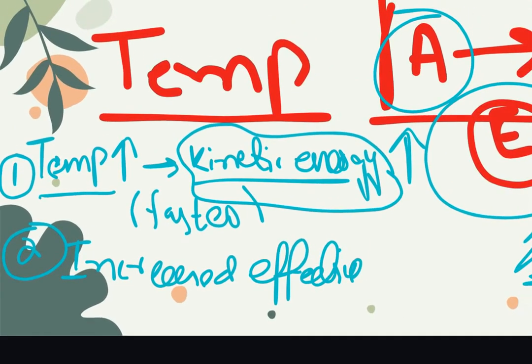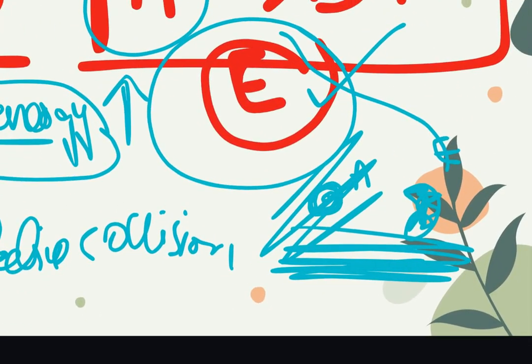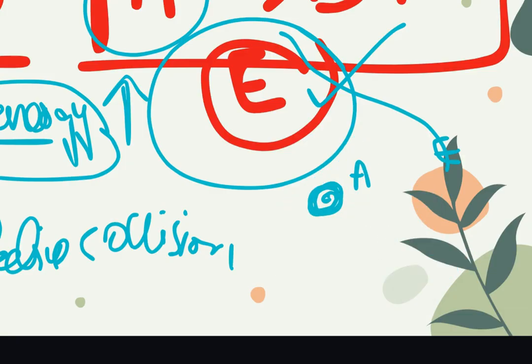The frequency of effective collisions is going to increase. Now what do I mean by that? It simply means that there are more chances of my substrate binding to my enzyme, because they're going to collide with one another very fast.